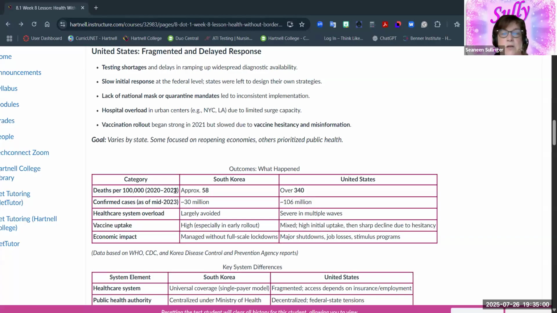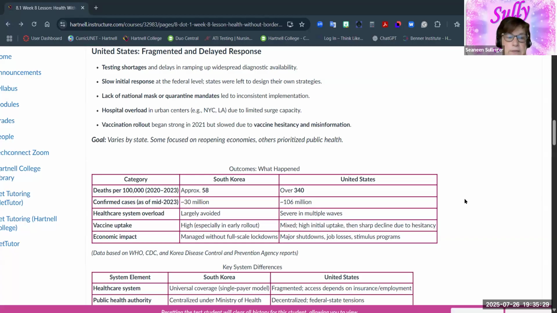They did really good education on it. Whereas in the United States, it was mixed. There was a high initial uptake of the vaccine and then a sharp decline due to hesitancy and some would say misinformation. And then the economic impact, South Korea managed to do without lockdowns, whereas we had major shutdowns, job losses, and stimulus. We needed stimulus programs to get back on our feet. So again, to me, that's more of a political or government type issue than a health issue.